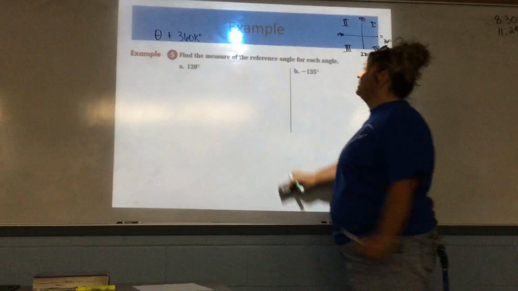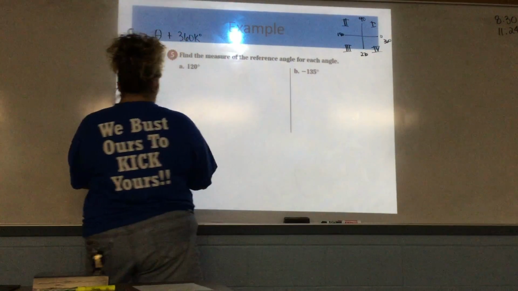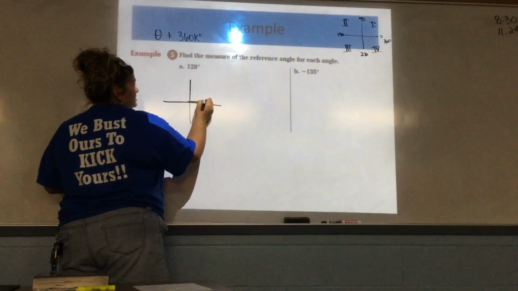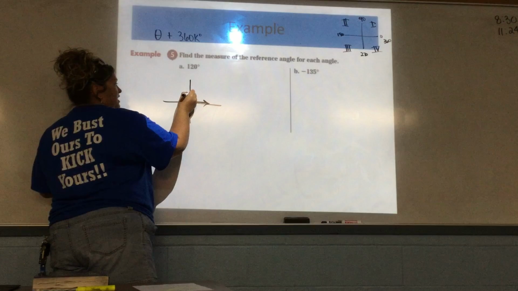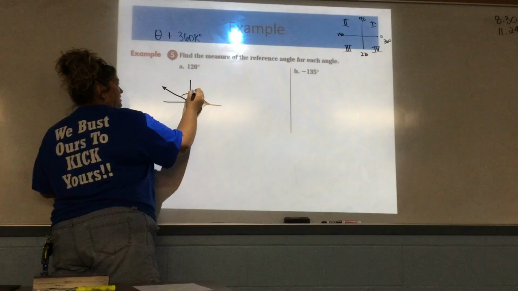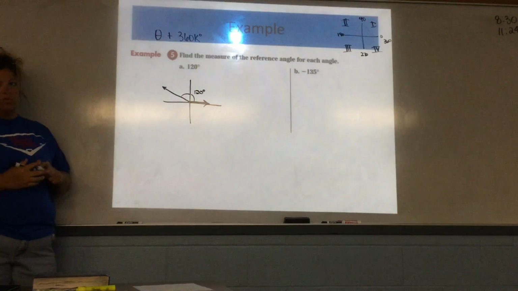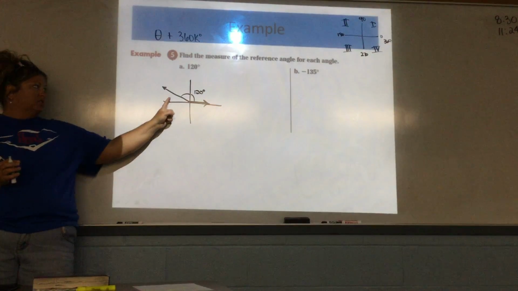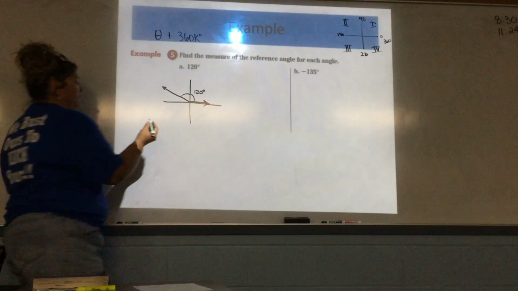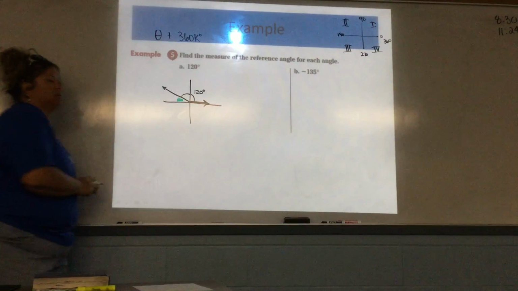Let's talk about how we would find these. So let's look at 120. Standard position. This goes to 90. 120 is somewhere in here. This is 120 degrees. Okay, where's the closest distance? To the left, to the right? To the left. This is my reference angle. How do I find that angle measurement?